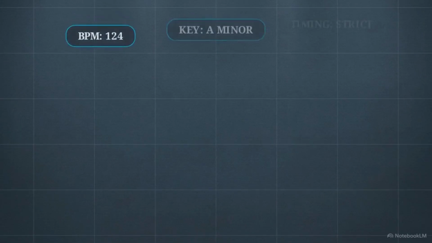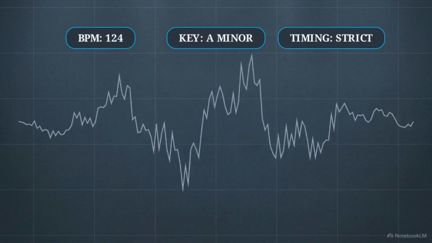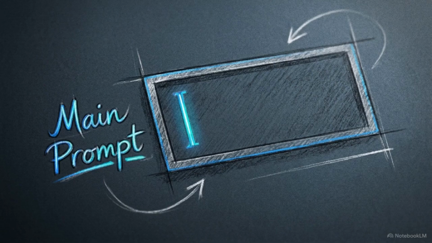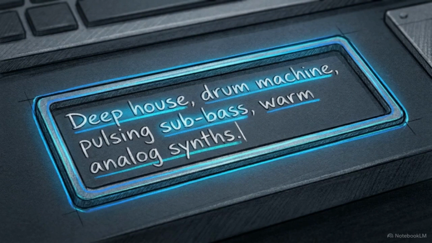Mastering these precise parameters is the exact difference between generating a random, unpredictable audio clip and engineering a structured, DJ-playable track. Step 1 is establishing the foundation of your track. We do this by setting strict musical parameters in the main prompt interface. An amateur prompt like "make a dance song" leaves the model guessing. Deep House, Roland 909 drum machine, pulsing sub-bass, warm analog synths.